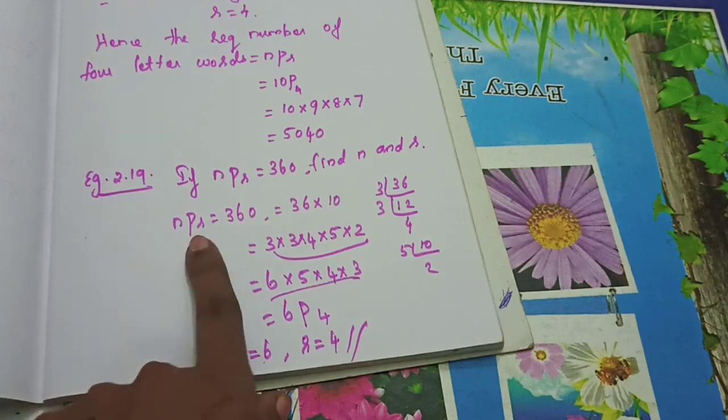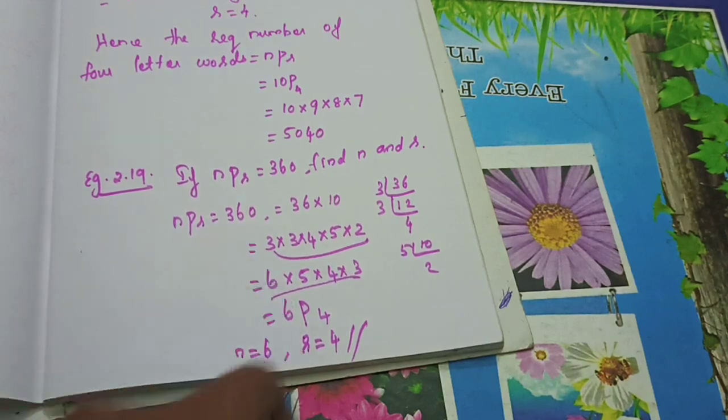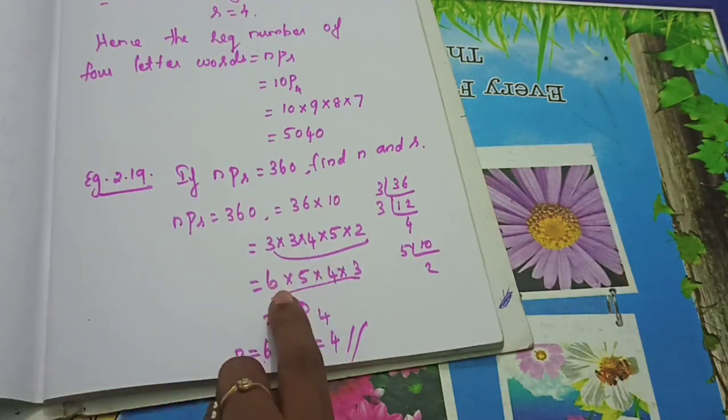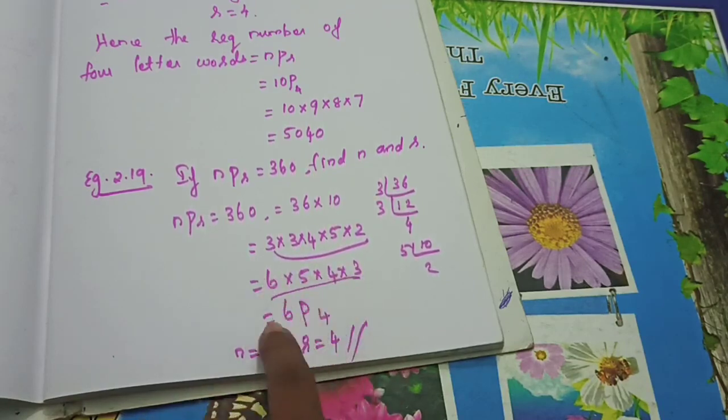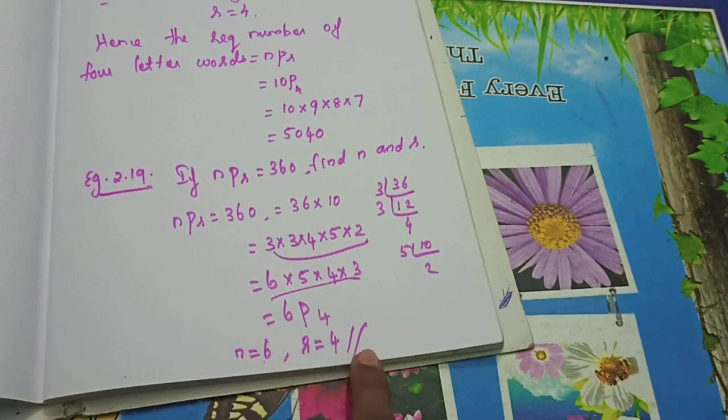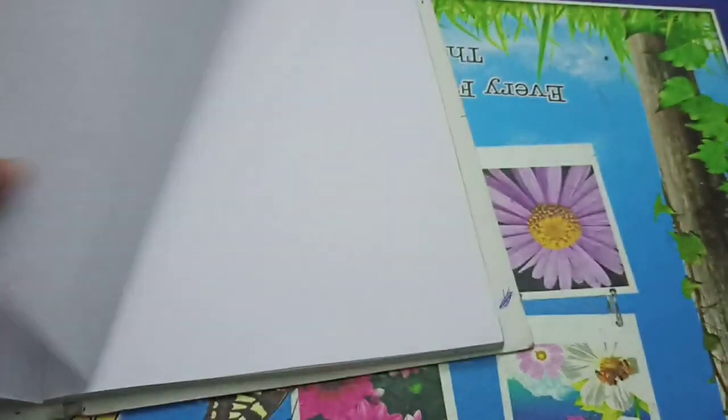I will repeat again. NPR is equal to 360 is given. The 360 I changed to 36 into 10, and again I split it. Then next I wrote 6 into 5 into 4 into 3. So this I can write as 6P4. So N is equal to 6 and R is equal to 4. Got it? Okay, let's move to the next question.